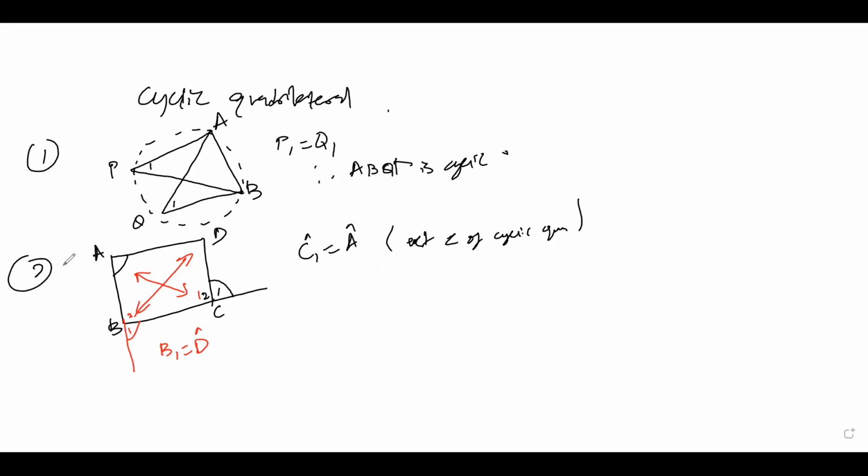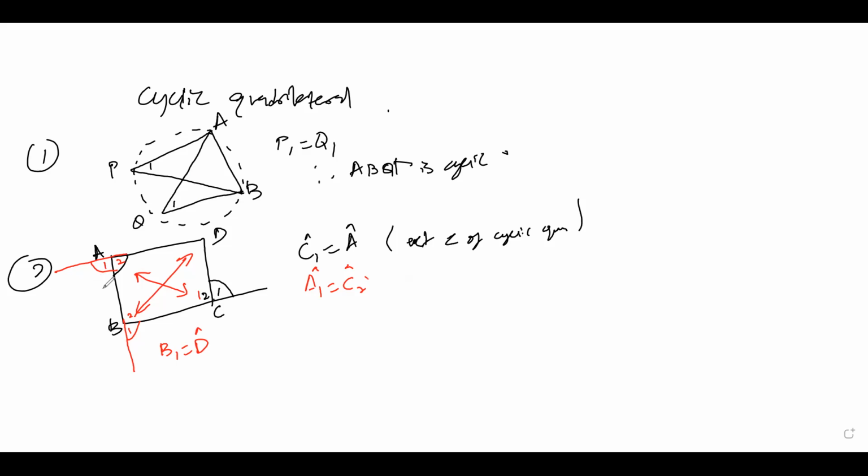Same if I have this side, that means A1 will be C2. That's your exterior angle and the interior opposite. So it doesn't matter where your exterior angle is coming from, just make sure it's the one directly across. Okay, so that's condition 2.